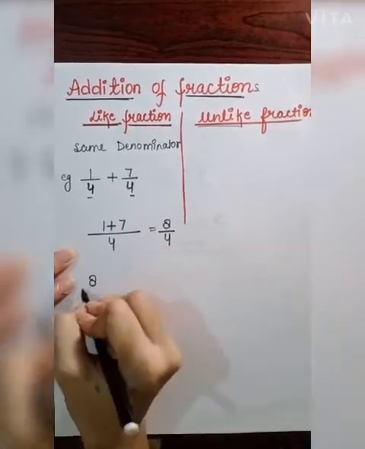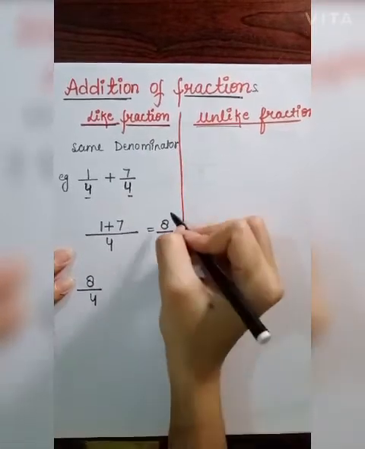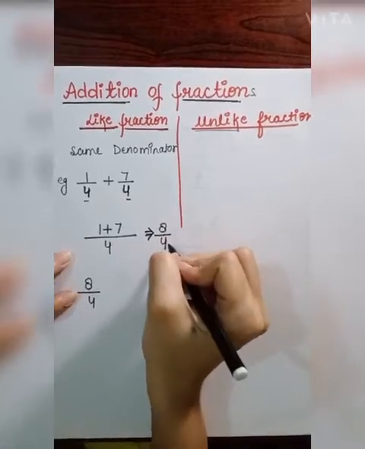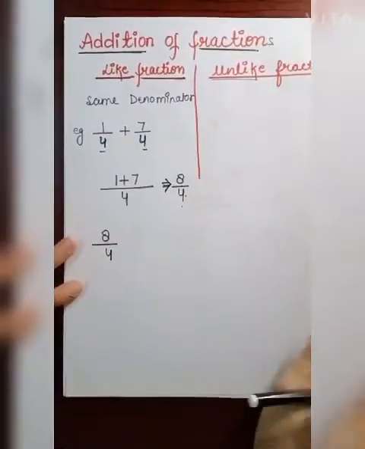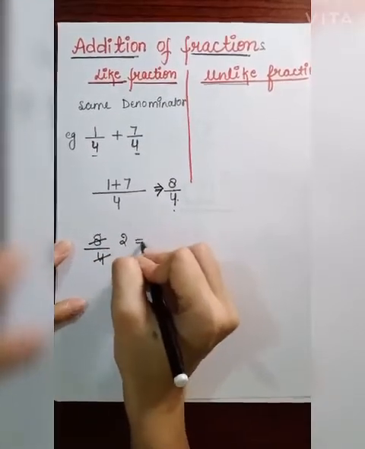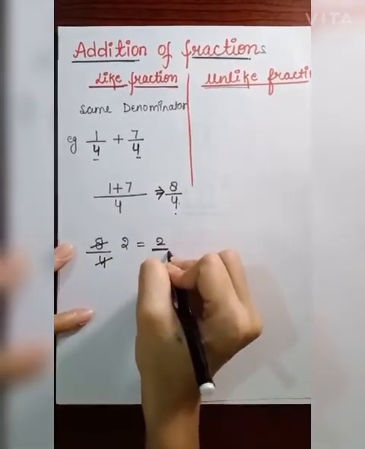And now we will write it in the simplest form. We will always leave our answer in the simplest term. 4 to the 8. So our answer will be 2.